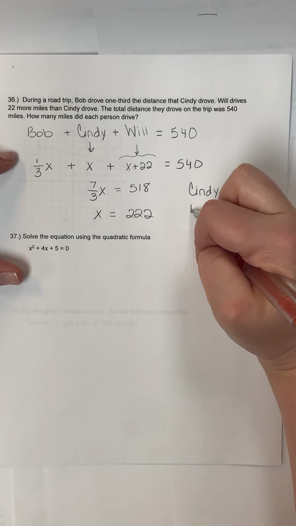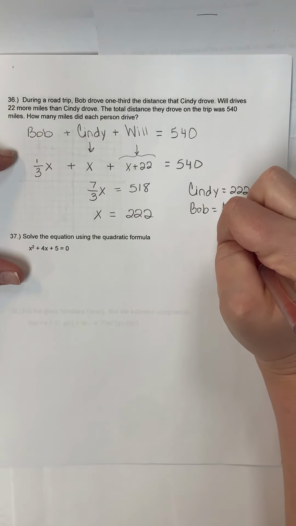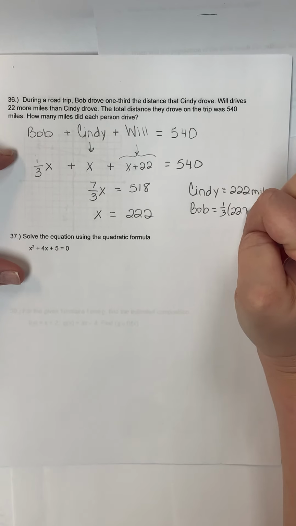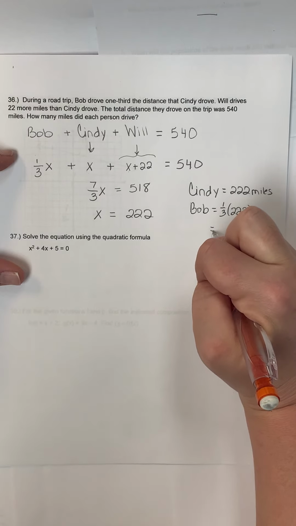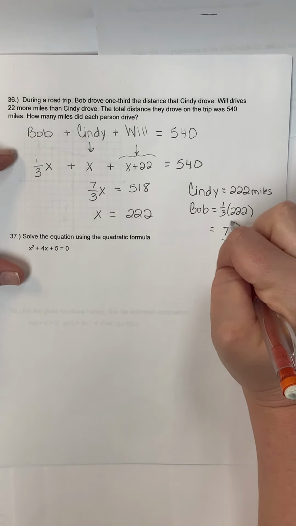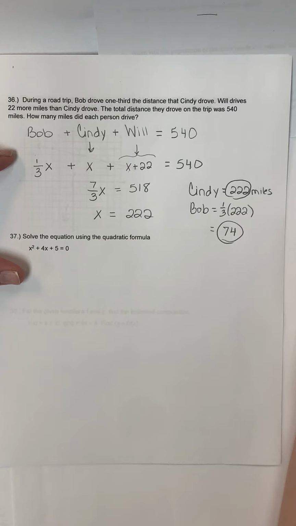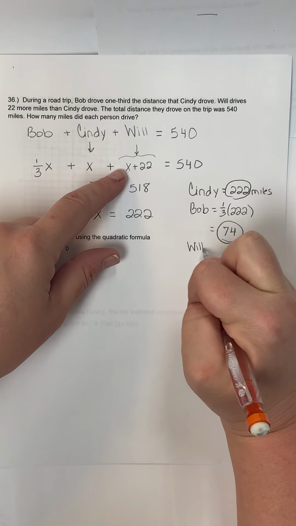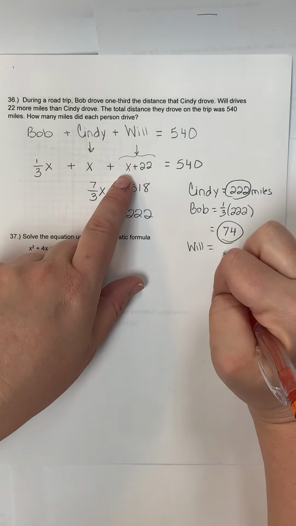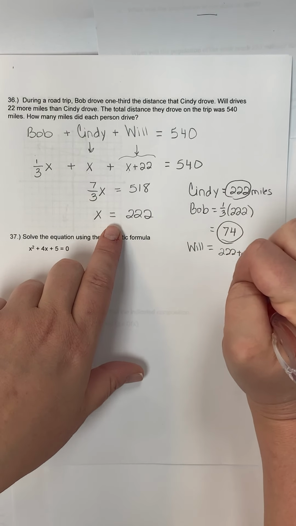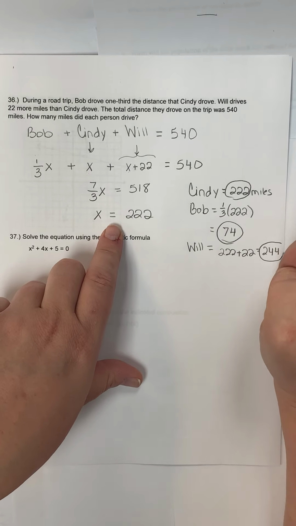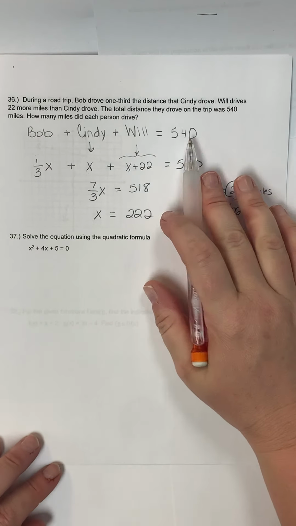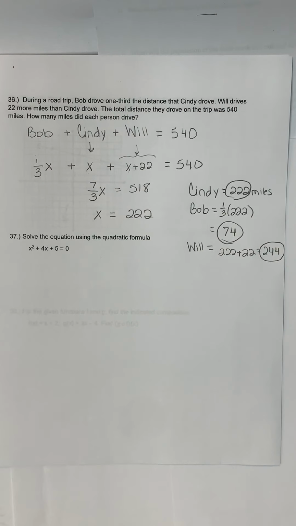Okay. All right. What does that mean for Bob? Bob drove 1/3 times what Cindy drove. 1/3 the distance Cindy drove. Put that right in your calculator. Bob drove 74 miles. Okay, what did Will drive? Will drove X, which was 222, plus 22. Will drove 244 miles. And if you add all 3 of those together, you should end up, and you do, with the 540 miles total.